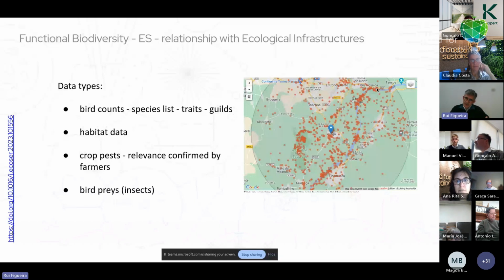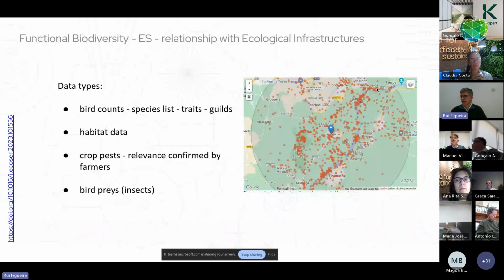So these are very different types of data. I'm showing here an image of the area, how many points of bird occurrences we have. So very different types of data. And this is possible to do, and we have done it for a specific site. But if we try to do this in many different areas to transfer to other regions, is it possible to get all of this information? So this is the challenge that we face.